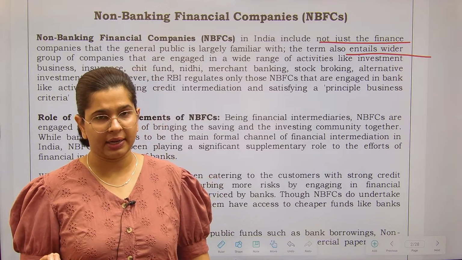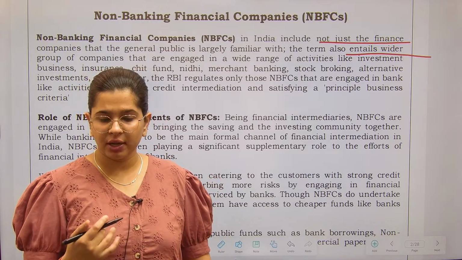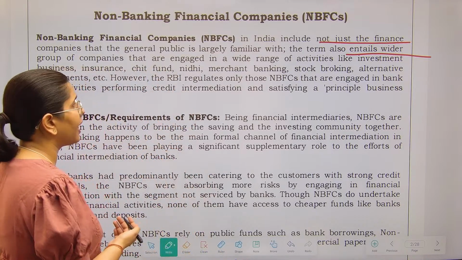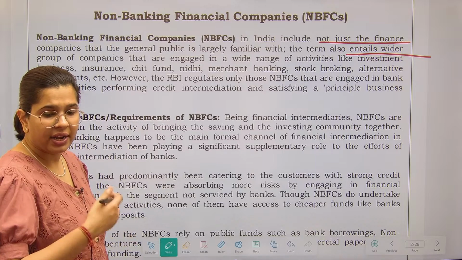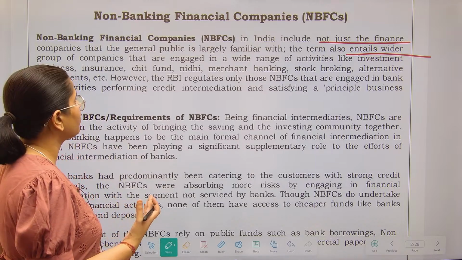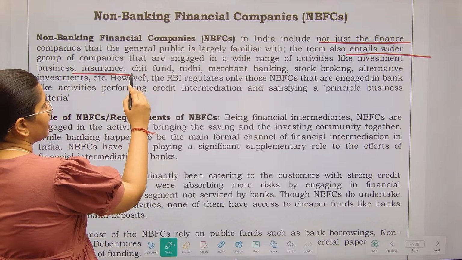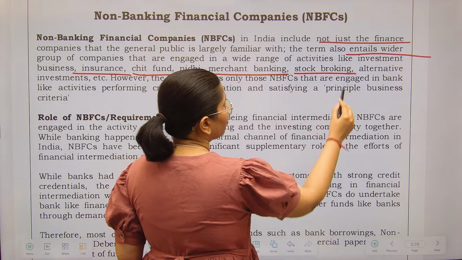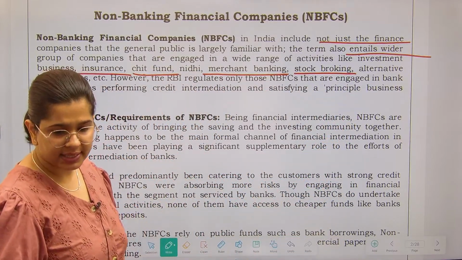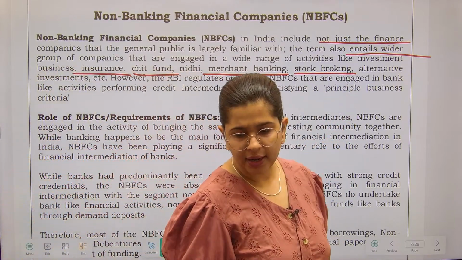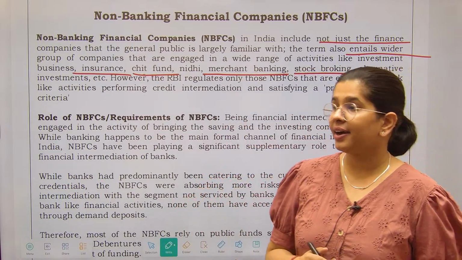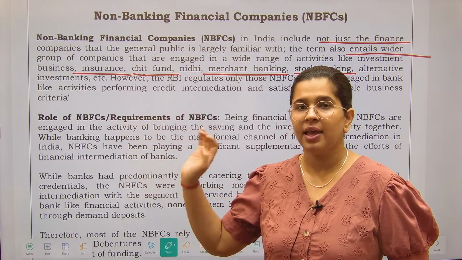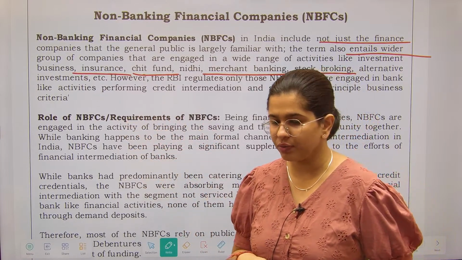in the market, right? But along with providing finance, they provide other kinds of things as well. They can have different sorts of objectives, and those objectives could be in insurance, chit funds, nidhi, merchant banking, stock broking, alternative investments, etc. They could be in all of this, and we are going to read about it in a bit. ठीक है, इसके बारे में भी हम पढ़ेंगे कि what it is all about. So we are going to see that.